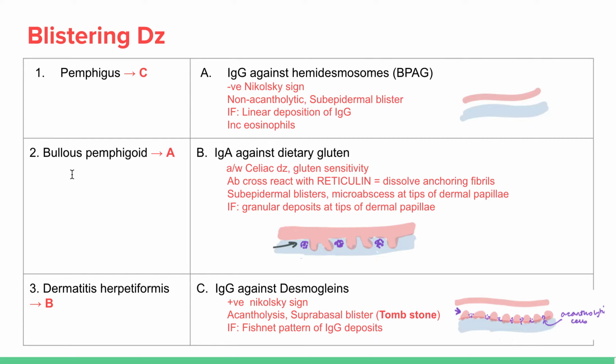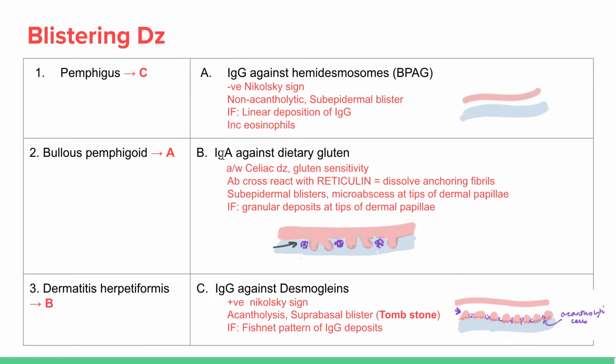Okay, moving on to bullous pemphigoid. These are very tense blisters, okay? And these do not slough off. This is a negative Nikolsky sign. You see IgG antibodies against hemidesmosomes or BPAG in this case. They are non-acantholytic, so you don't see any acantholytic cells, but you do see a blister below the epidermis, so a subepidermal blister. And on immunofluorescence, you're going to see a linear deposition of your Igs. Also some increased eosinophils.